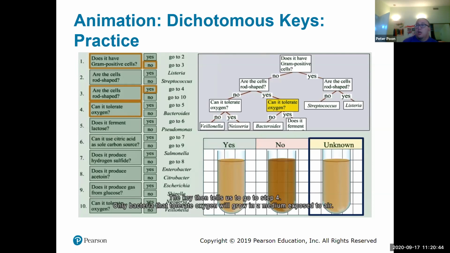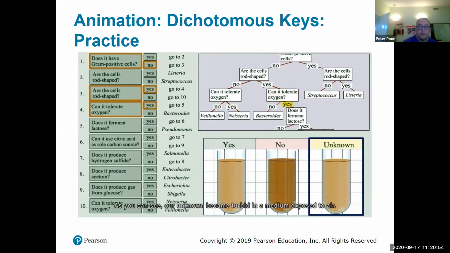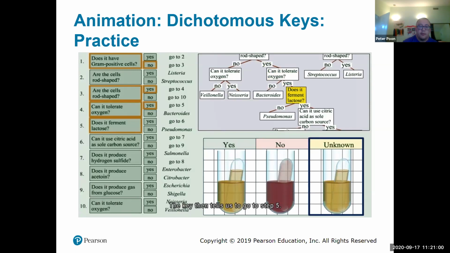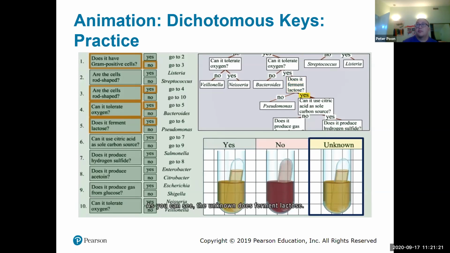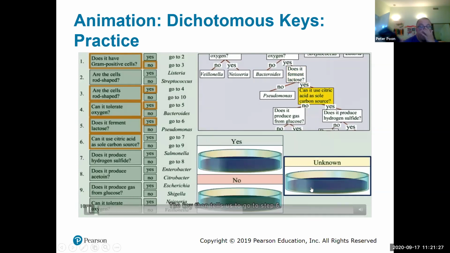Only bacteria that tolerate oxygen will grow in a medium exposed to air. This growth is visible as cloudiness or turbidity. As you can see, our unknown became turbid in a medium exposed to air. The key then tells us to go to step 5. Lactose fermentation can be determined by growing bacteria in a medium that contains lactose and phenol red, a pH indicator. If fermentation occurs, the pH decreases, turning the medium yellow. Gas bubbles may also form in the inverted test tube. The unknown does ferment lactose. The key then tells us to go to step 6.